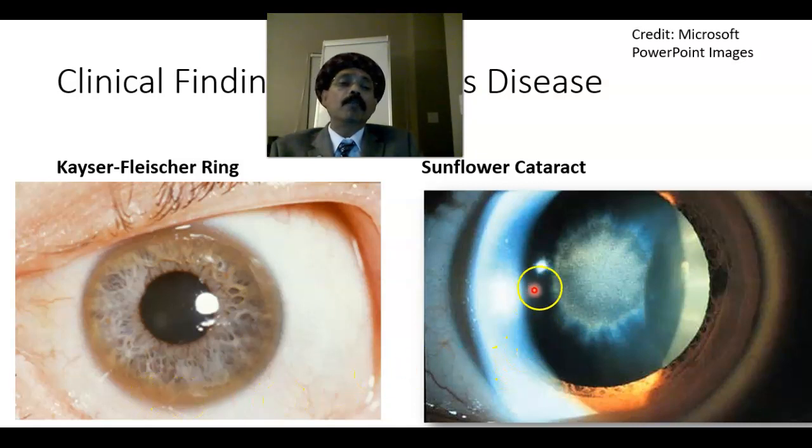Another problem that may happen in the eye is the sunflower cataract. That is the opacity of the lens of the eye. It looks like a sunflower. The Kayser-Fleischer ring is very important and very common in Wilson disease, hepatolenticular degeneration, and it is better to observe this ring with a slit lamp.